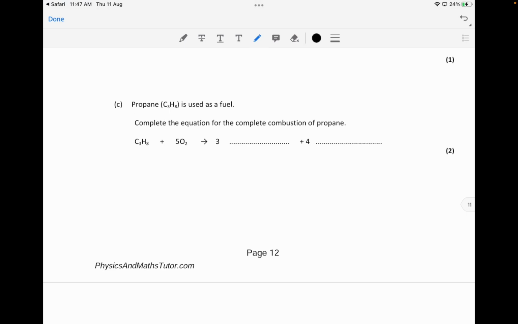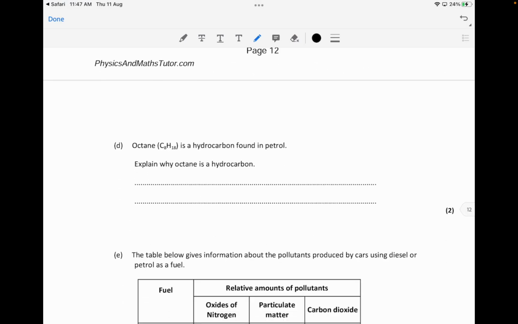Propane, C3H8, is used as fuel. You're going to write the complete combustion of propane. Since you have an alkane plus oxygen, you're going to get carbon dioxide and water. So you have 3 CO2 and 4 H2O. That's going to be your answer for that type of formula question. Alright, let's move on to the next question.